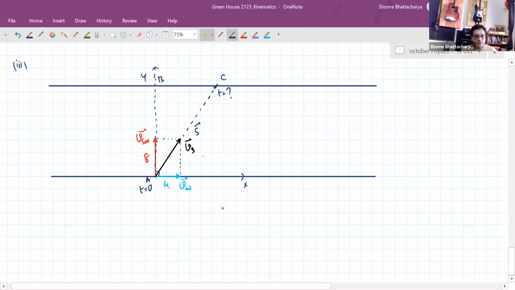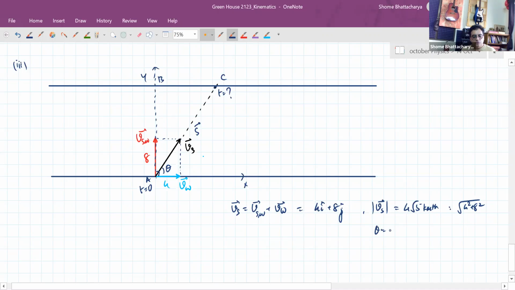Okay, so in this case now you can see that the net velocity of the swimmer will become the vector sum of these two. So it will become 4 i cap plus 8 j cap. So it will be at an angle theta like this, such that the magnitude of this net velocity is 4 root 5, that is square root of 4 square plus 8 square. And theta is equal to tan inverse 2. And now we can see that the displacement will be equal to this net velocity into time.